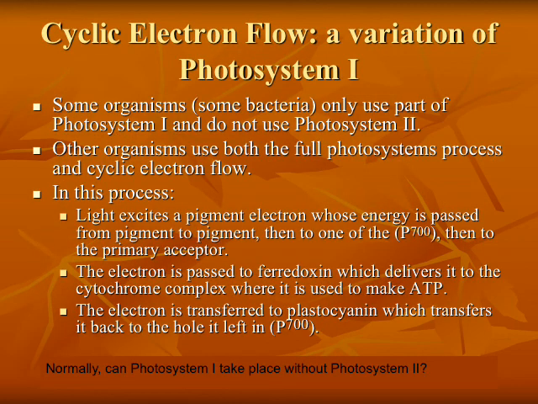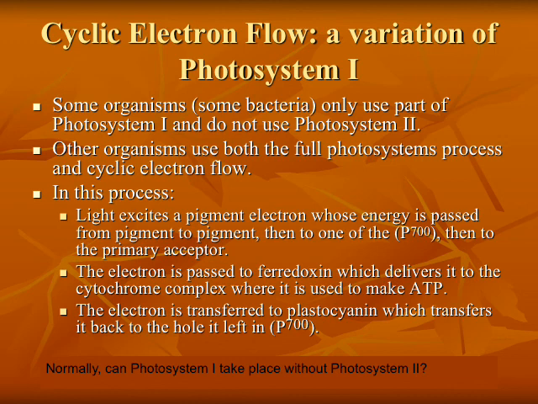So if you're not confused enough, we're going to confuse things even a little bit more. Focus mainly on photosystem 2 and photosystem 1, and remember that occurs in the thylakoid membranes of the chloroplast. But keep in mind that's a generalized process, and some organisms, like bacteria, have a variation of this process. They will only use part of photosystem 1, and they don't use photosystem 2 at all. Other organisms use both photosystems and the cyclic electron flow.